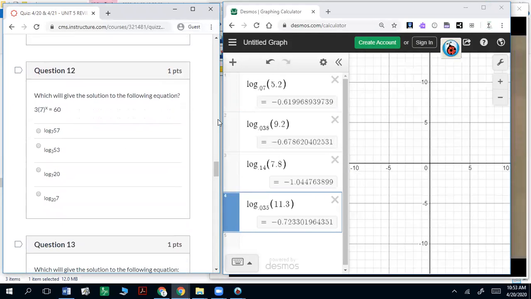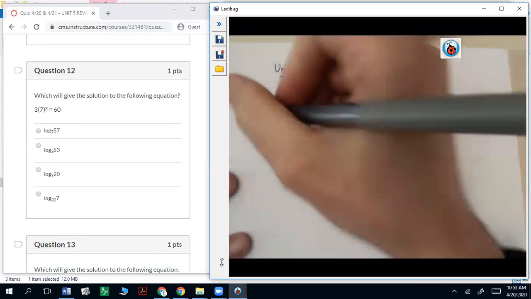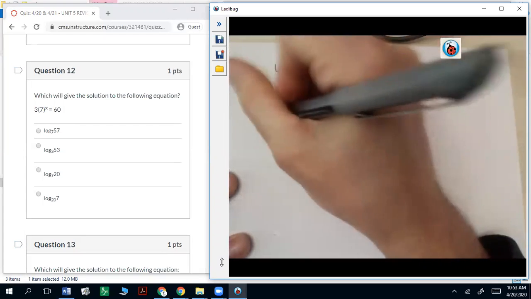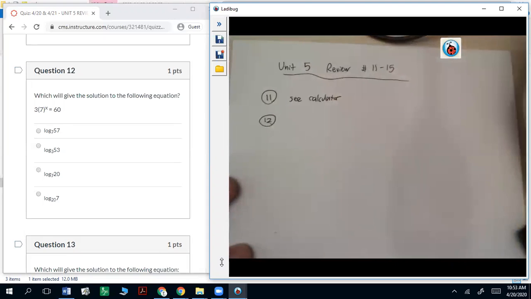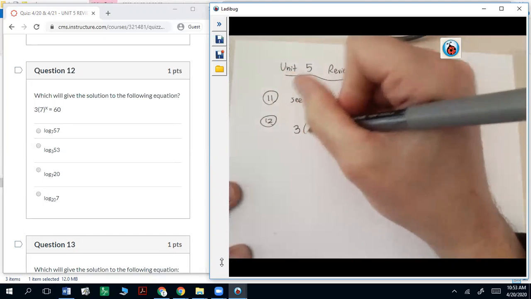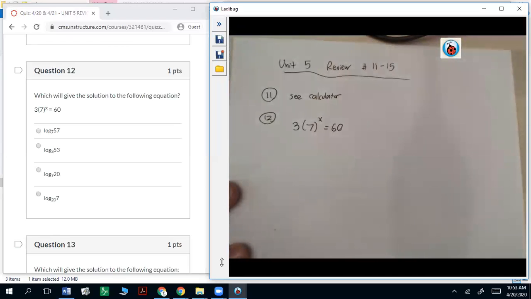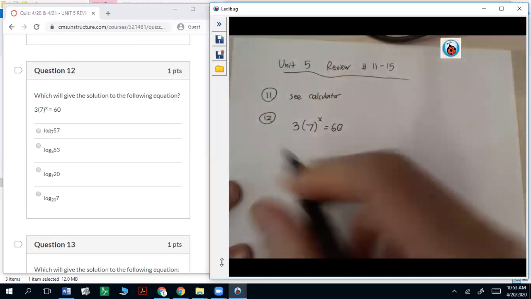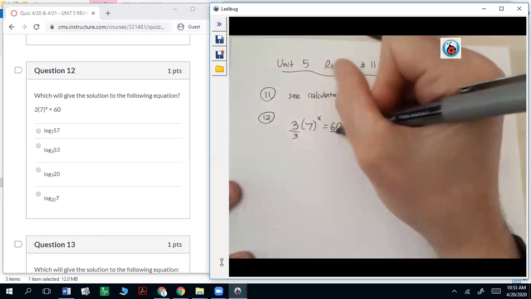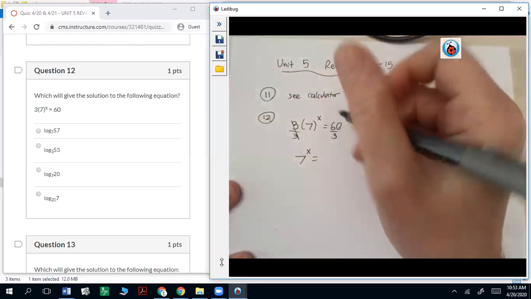All right, number 12. Number 12, which will give the solution to the following equation: 3 parentheses 7 to the x power equals 60. Well, let's start by figuring out how to solve this. To solve these equations, we're going to first divide both sides by the coefficient out front. And so that's going to be 7 to the x power equals 60 divided by 3, which is 20.